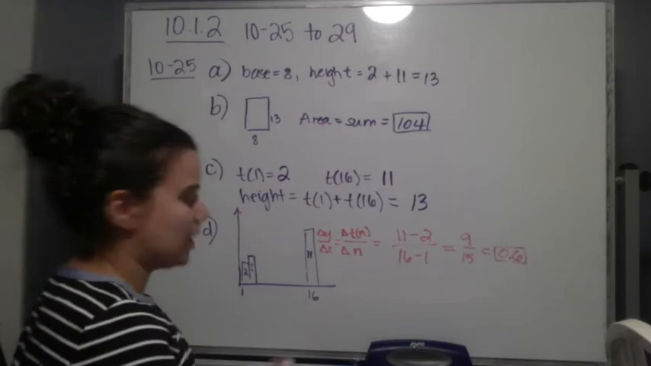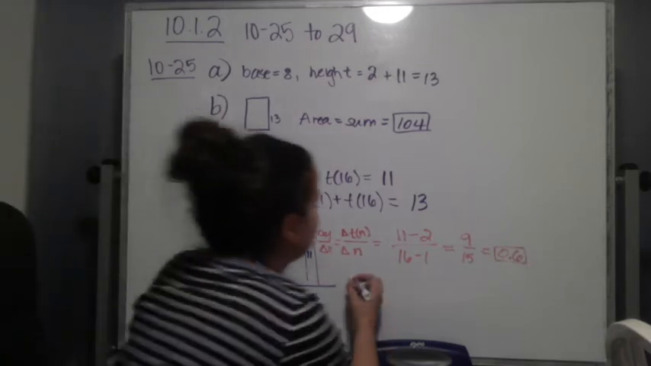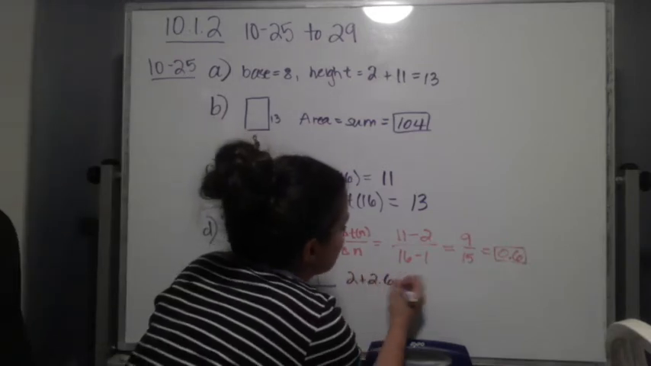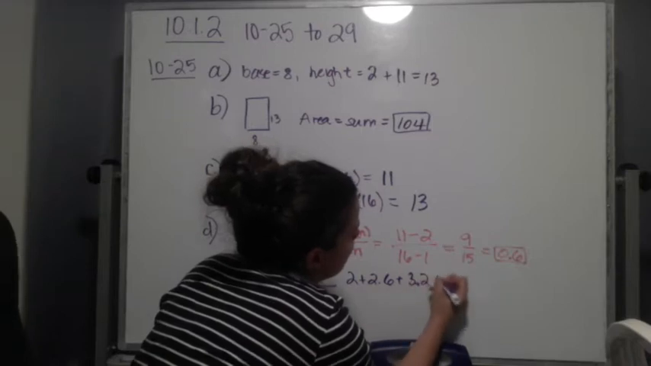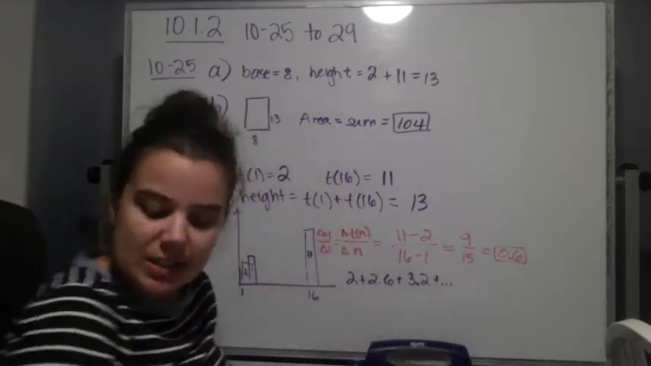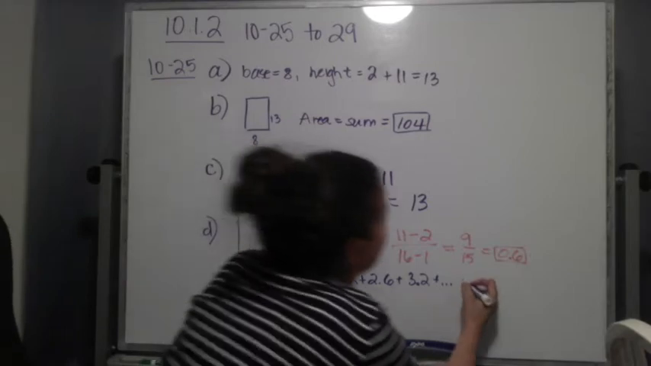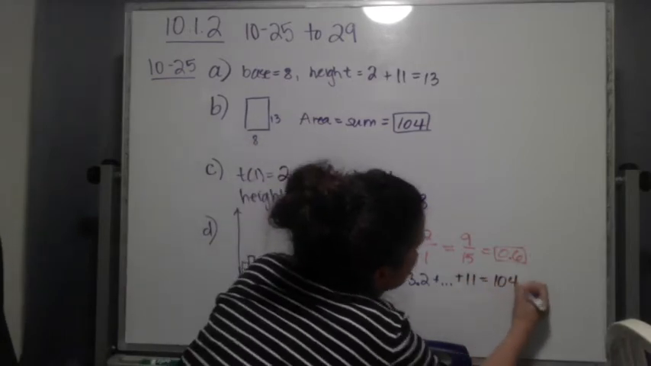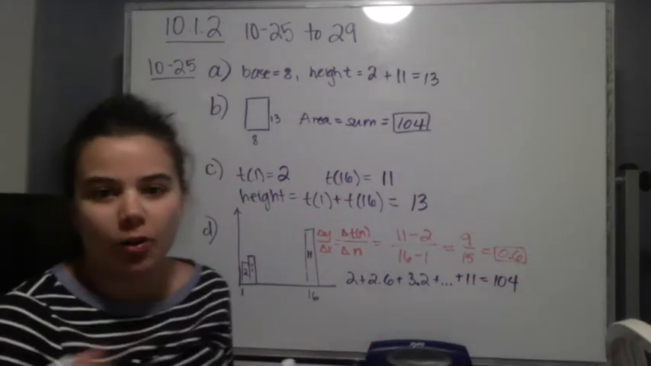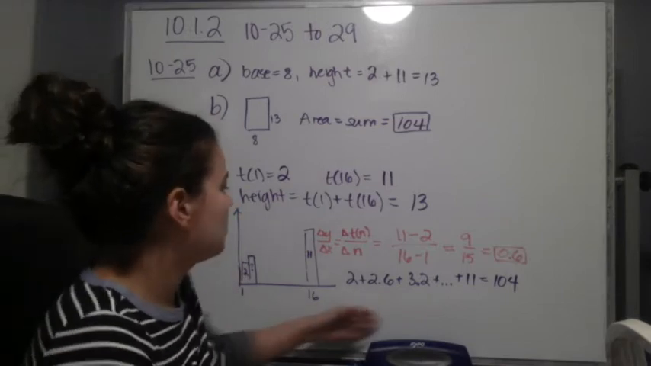So that should allow you then to write out 2 plus 2.6 plus 3.2, and so on. Just keep adding 0.6 all the way until you get to 11, which is equal to 104. Make sure you write all of those out. That would be your series.